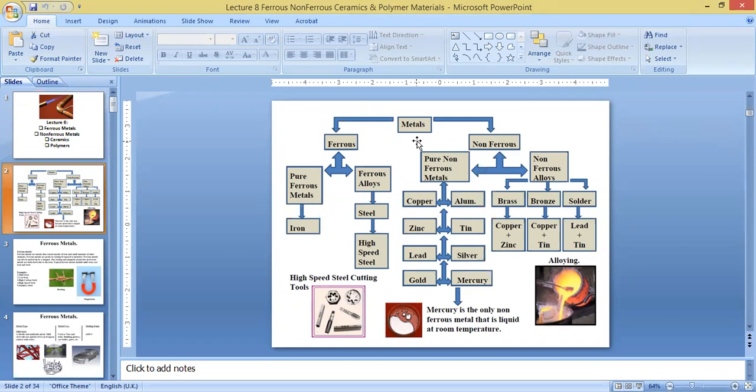So what do we mean by ferrous quickly? Does anyone understand the word ferrous? What does ferrous mean? Brian? What does ferrous mean? When you say ferrous metal, what do we mean? Any idea, Simon?